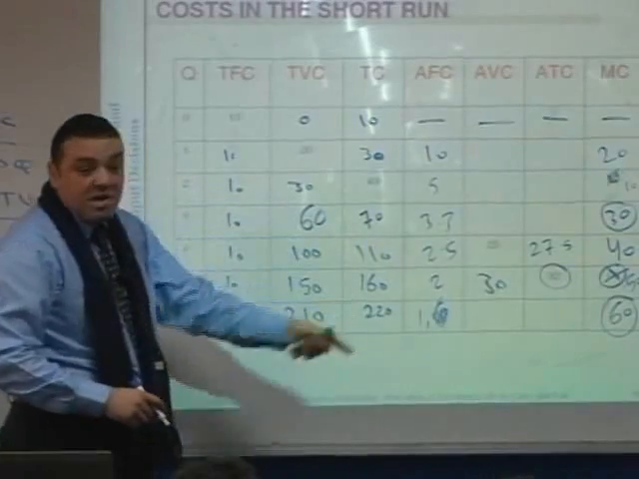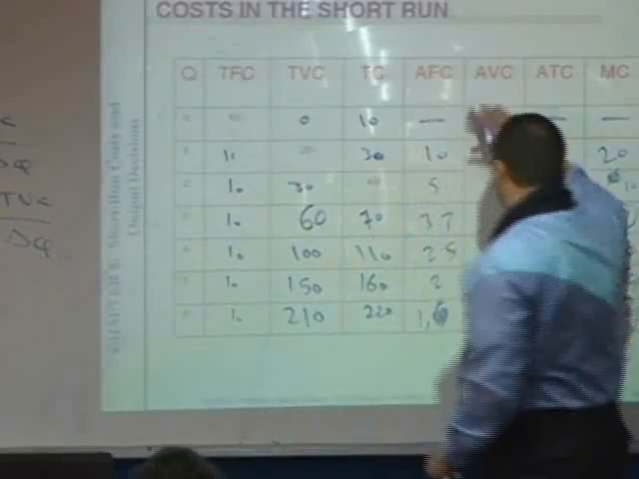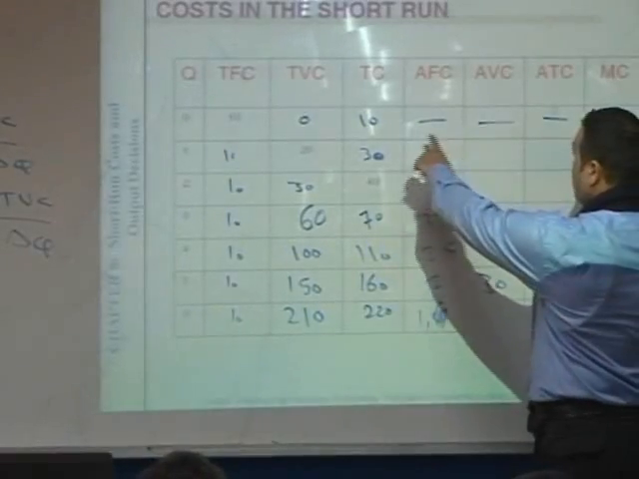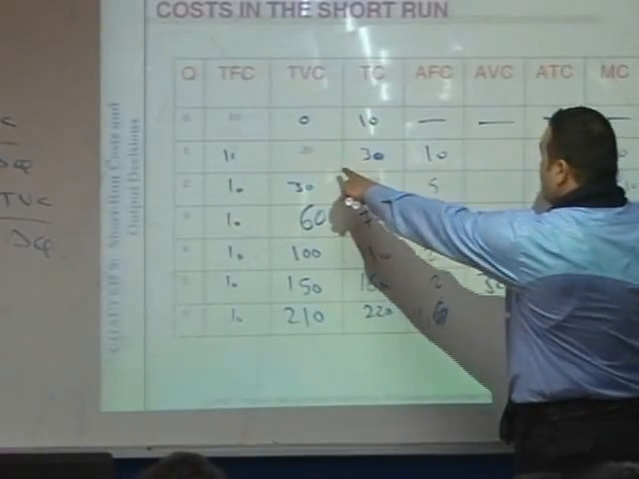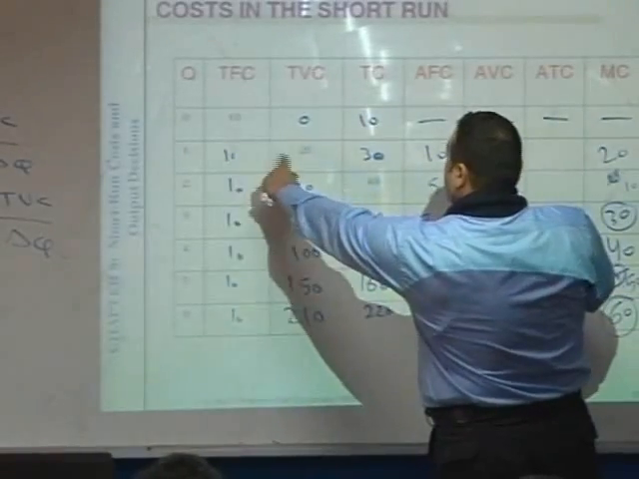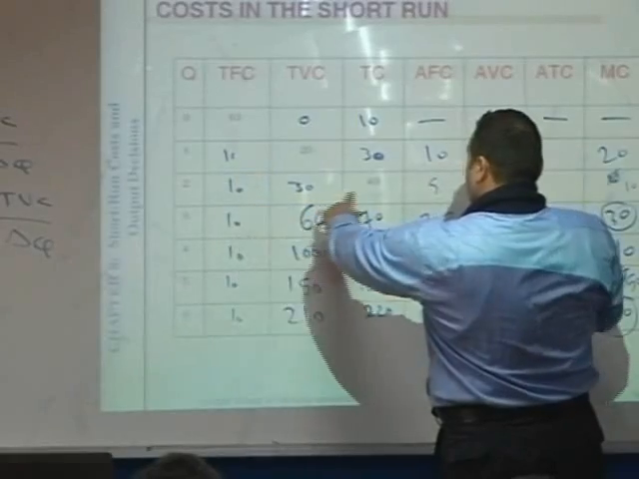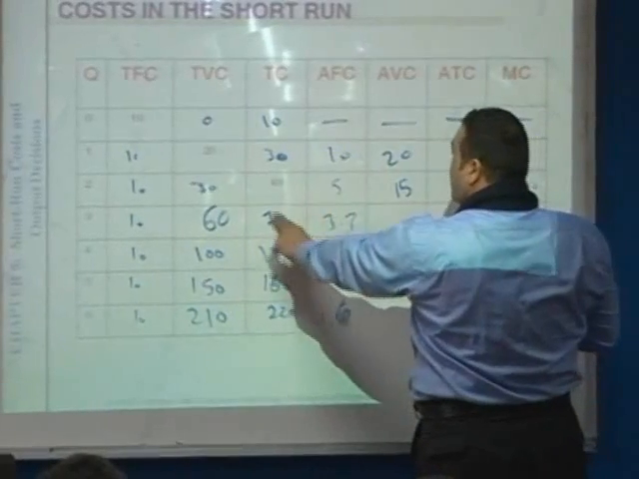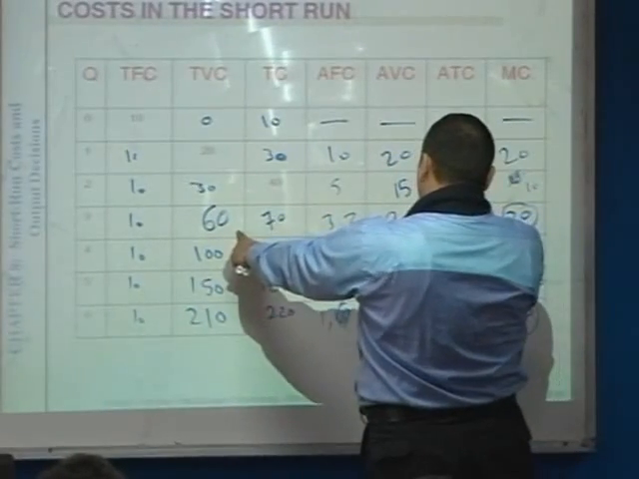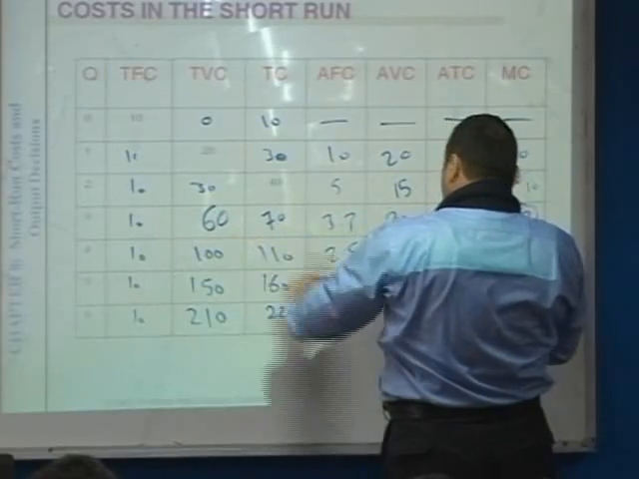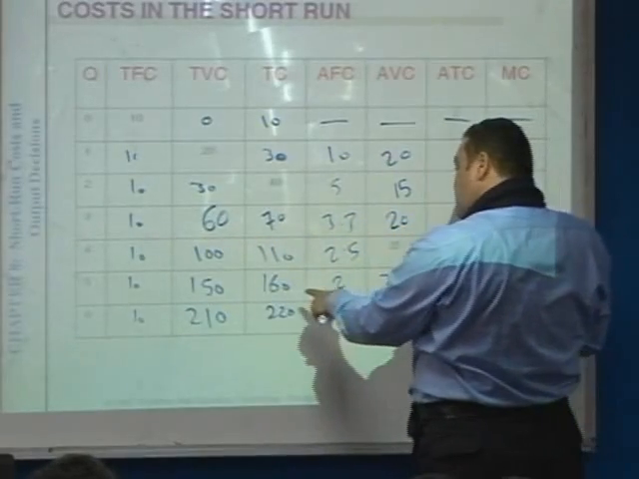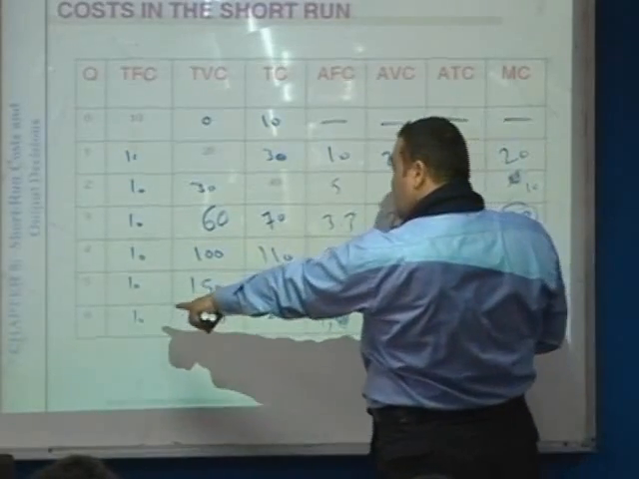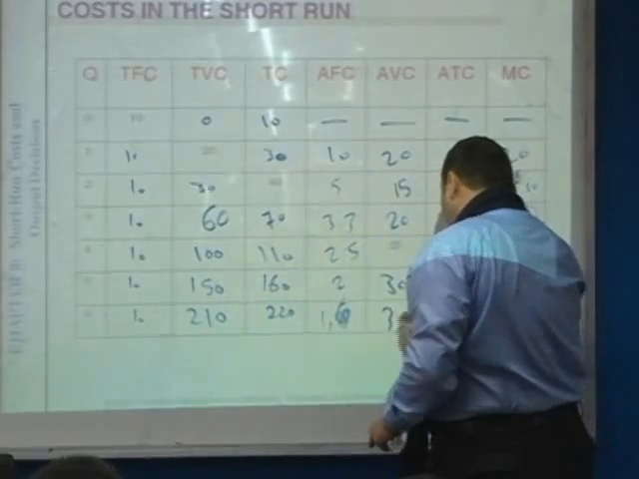What about the AVC? It's easy to calculate the AVC. AVC equals TVC over Q. 20 over 1, 20. 15. Then TVC 60 over 20. Excellent. Then 50 it's given. 30. 35. How much? TVC over Q. How much? 35. You're right.